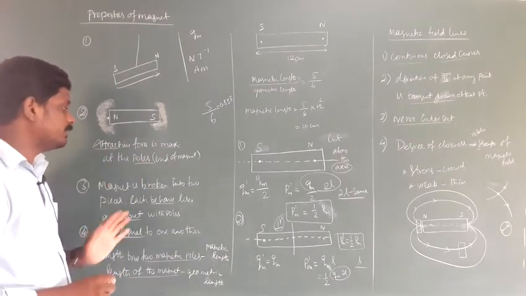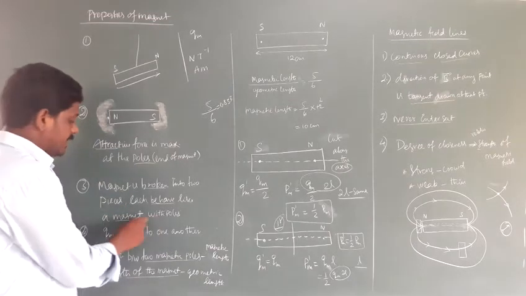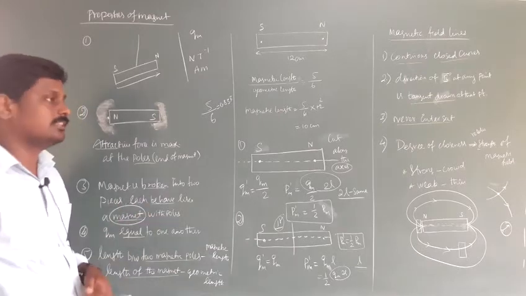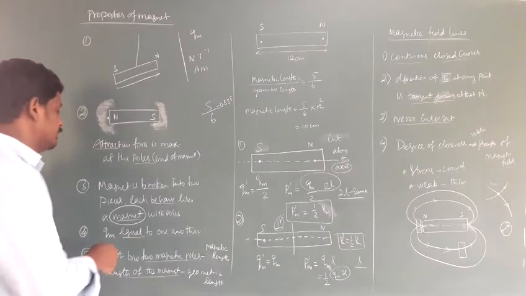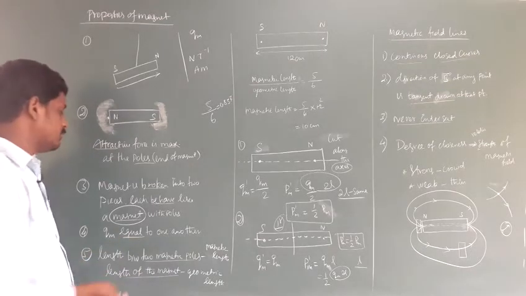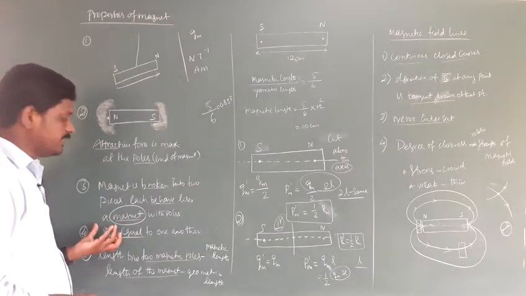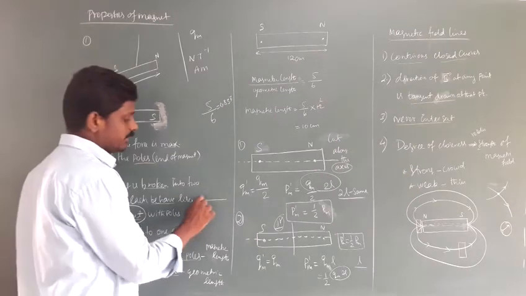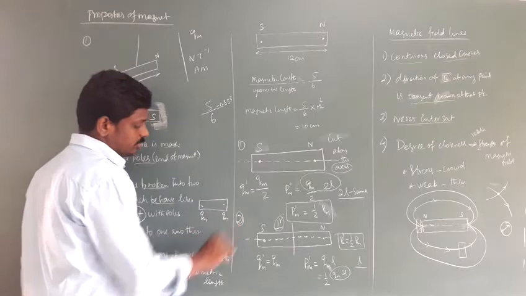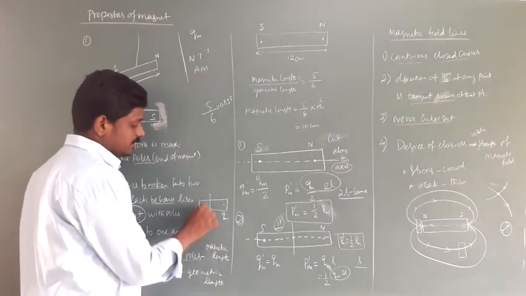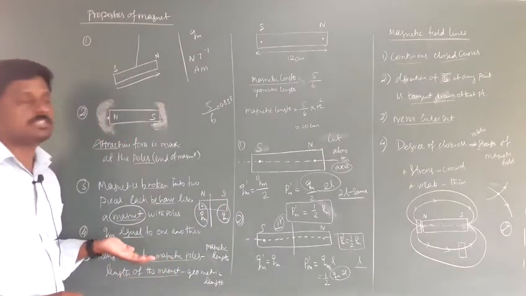If the magnet is broken into two, each piece behaves like a magnet with poles, north and south pole. If we cut a bar magnet into two, each broken magnet also behaves as a magnet with a north pole and a south pole. The strength of the pole is the pole strength. For example, here it is Qm, and here also Qm. Both have the same pole strength, north and south.